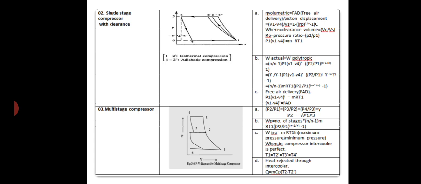And the isothermal work done is mRT1 ln of the maximum pressure upon the minimum pressure, where in the compressor the intercooling is perfect, that is T1 is equal to T2 dash, which is equal to T3 dash, which is equal to T4 dash. And for the heat rejected in the intercooler, we have the general formula we have discussed, that is Q is equal to mCp delta T. So here we are going to substitute the values: Q is equal to mCp into (T2 minus T2 dash).